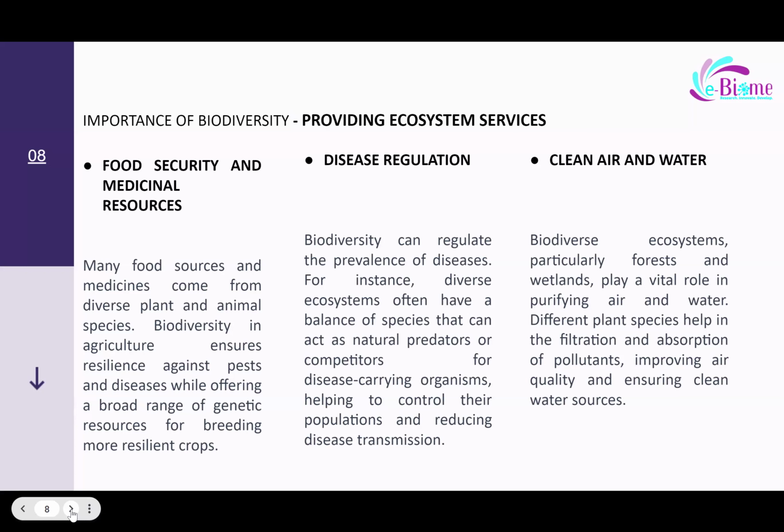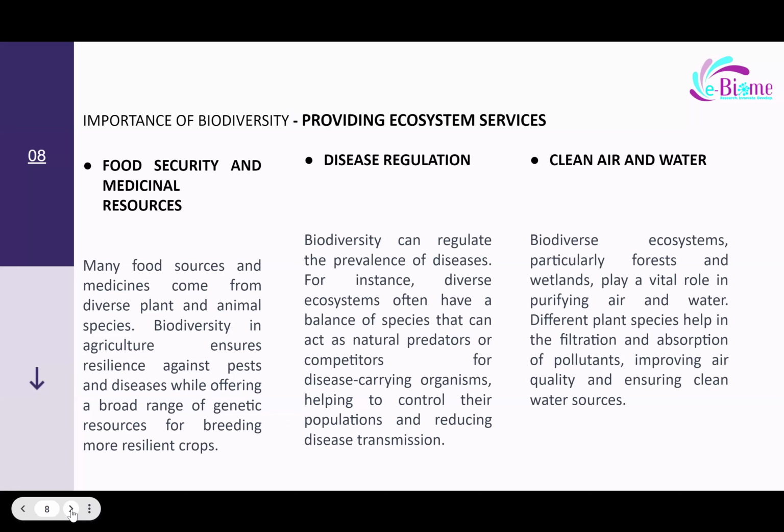So in a sense, the forest biodiversity played an important role in providing medicinal resources for the people who actually relied on them. It also plays an important role in disease regulation, as explained in the previous section, that when it provides medicine, obviously, it also reduces the impact of disease or disease outbreak. So biodiversity can regulate the prevalence of diseases. For instance, diverse ecosystems often have a balance of species that can act as natural predators for competitors, for disease-carrying organisms, helping to control their populations and reducing disease transmission.